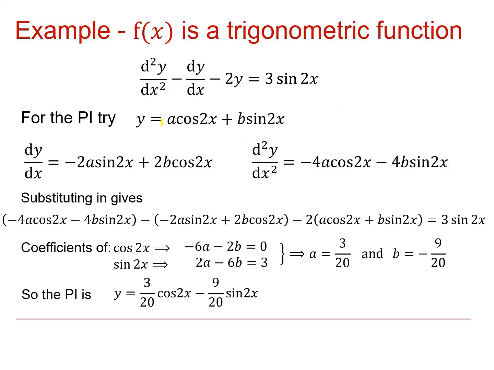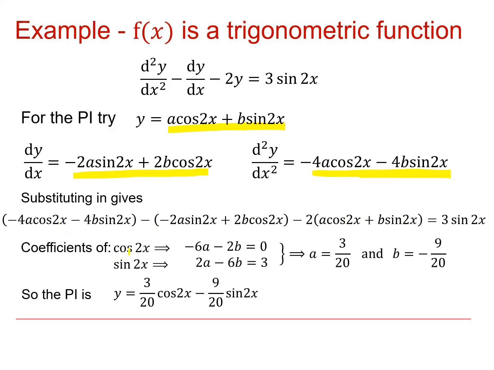And then that's all of that written up neatly so that you can follow it. Again, it's quite compact, so just make sure that you follow it through. This is where we look at our trial for the particular integral. Because I've got a sine 2x thing, I'm going to have both sines and cosines of 2x in my trial. I differentiate twice so that I can plug everything back into the original differential equation. And when I plug everything back in, I get this massive equation here.